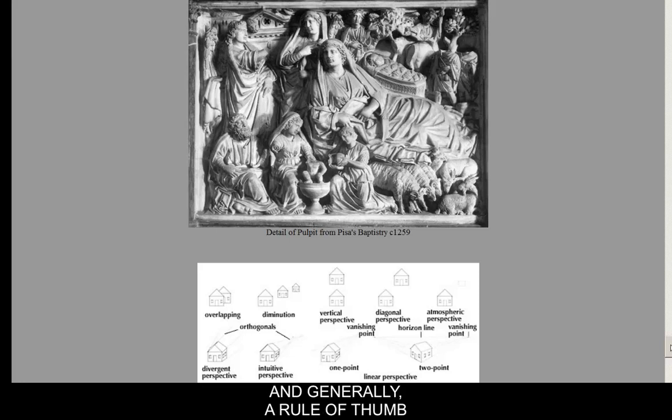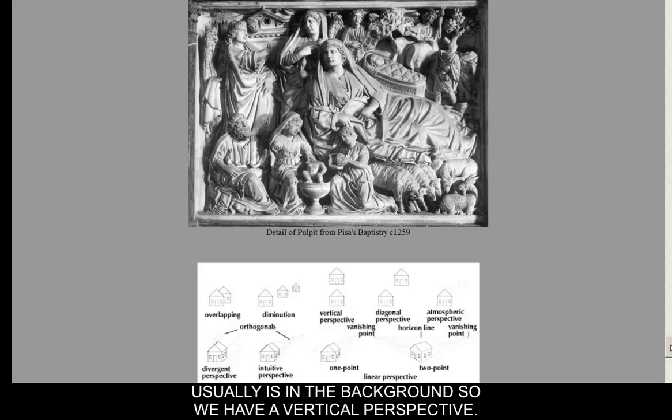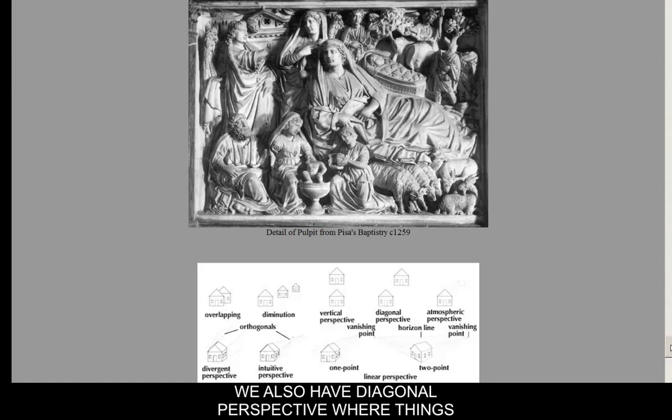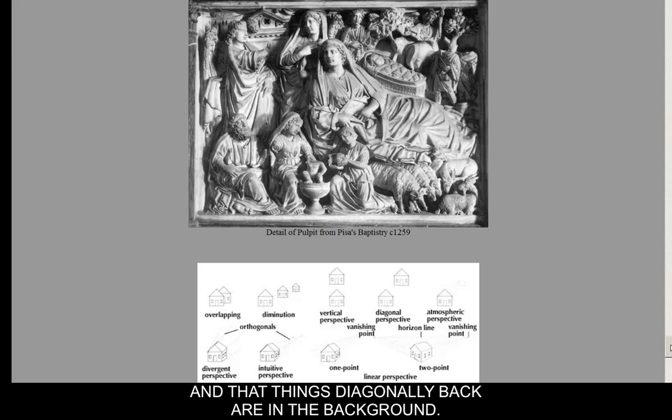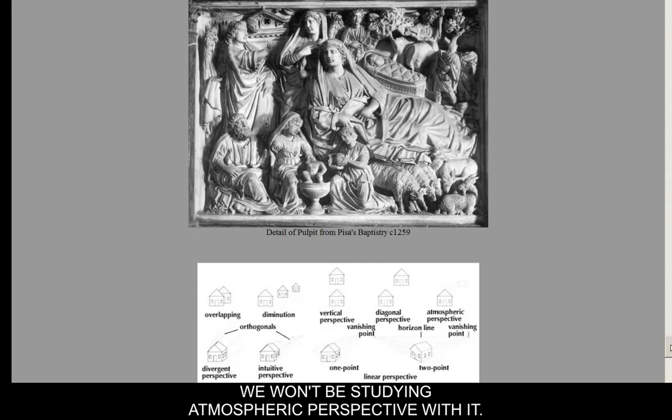And generally, a rule of thumb is that anything that is higher up in the picture plane usually is in the background, so we have a vertical perspective. We also have diagonal perspective, where things that are lower down in the picture plane generally are in the foreground, and things diagonally back are in the background. And of course, since this is a sculpture, we won't be studying atmospheric perspective with it.